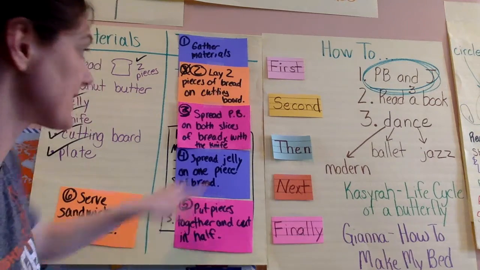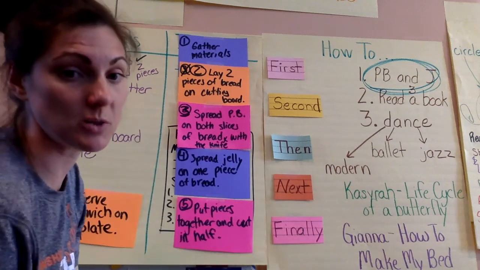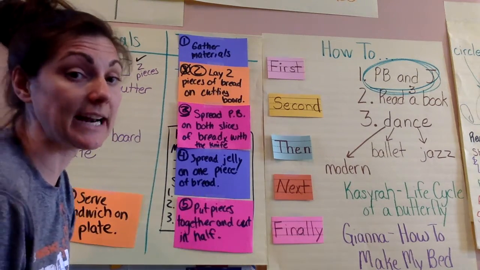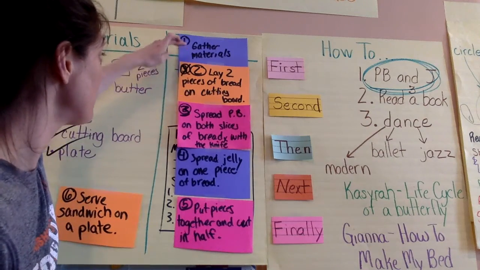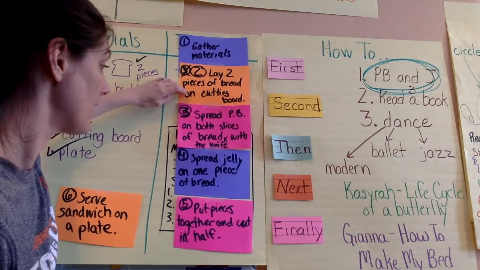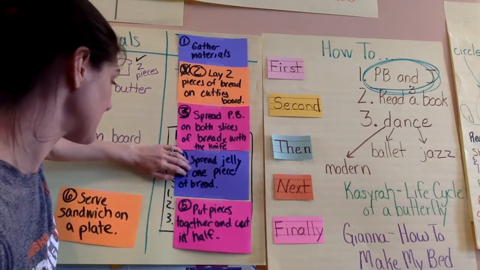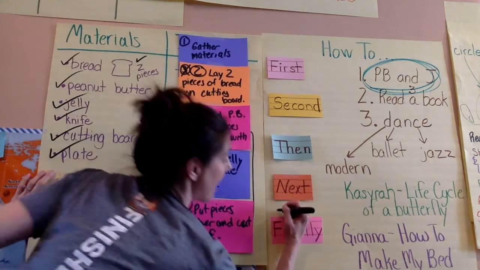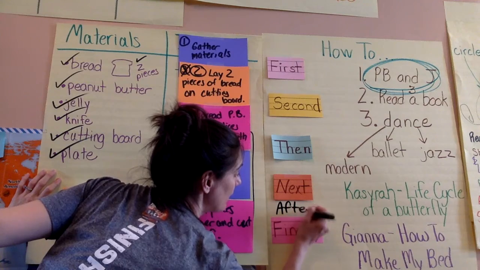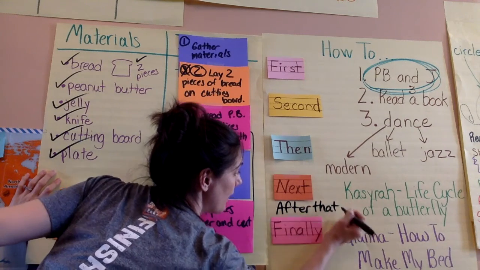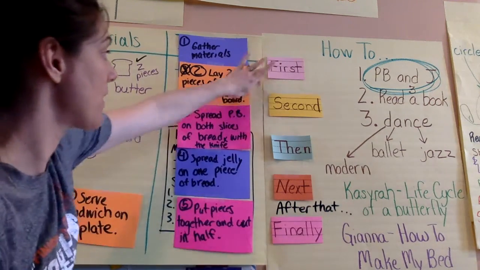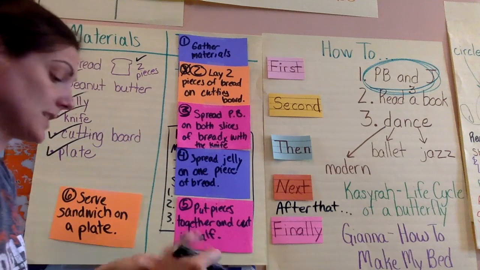Now notice that I have 6 steps and I only have 5 transition words over here, which means I'm going to have to add in another transition word, right? So this could be first, second, I could do then, or I could do third, then, next. I'm going to use after that. So in here, I'm going to write after that. Okay? So now I have 1, 2, 3, 4, 5, 6 transition words.